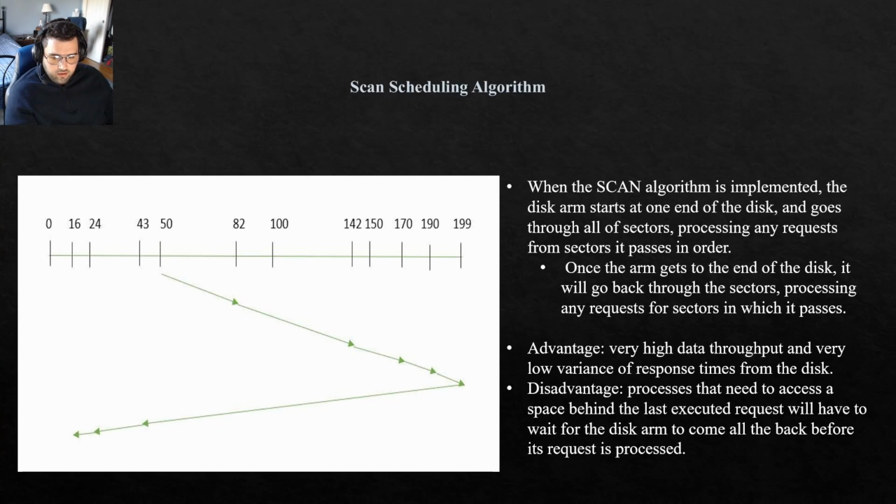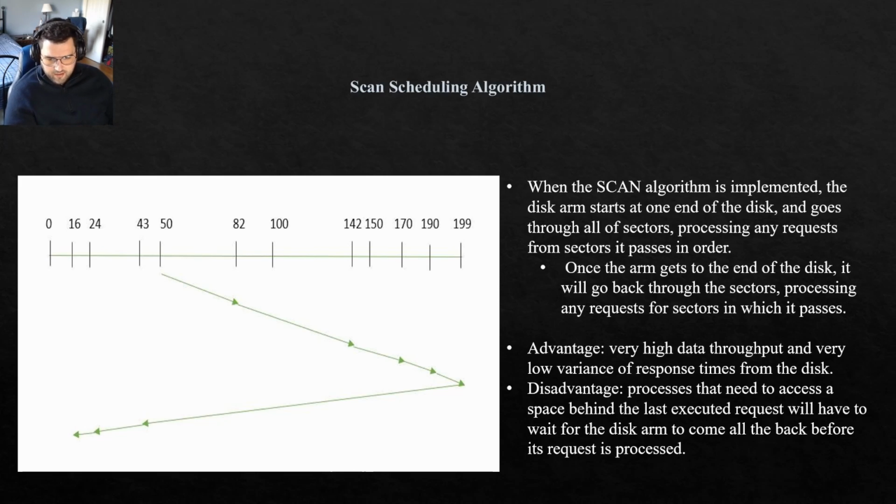The next algorithm I will be speaking about is the scan algorithm. The scan algorithm is simpler than the shortest seek time first algorithm and also solves the problem of processes getting CPU starved. When the scan algorithm is implemented, the disk arm starts at one end of the disk and goes through all sectors in ascending order, processing any request from the sector it passes in order. Once the arm gets to the end of the disk, it will go back through all sectors in descending order, processing any requests for sectors which it passes.